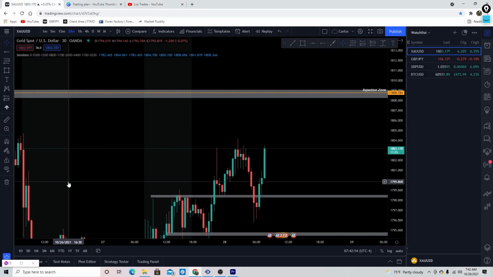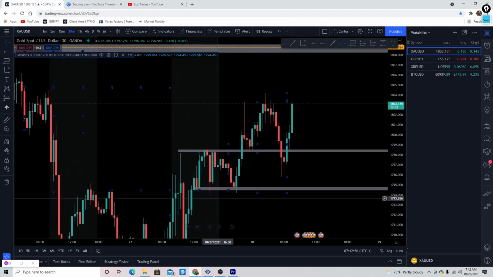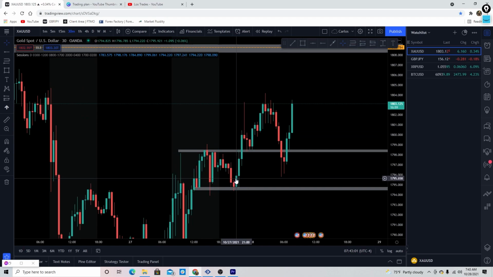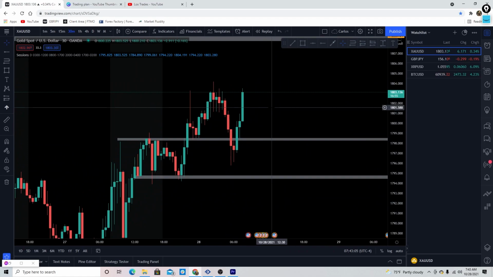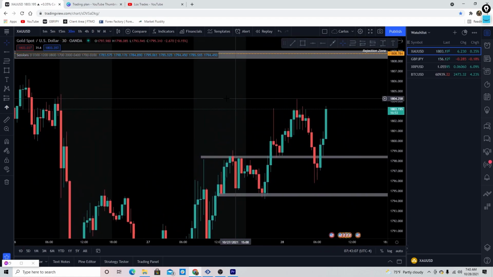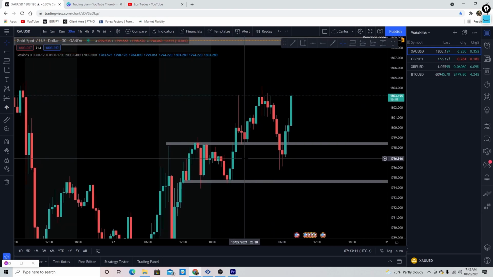So here on gold, as you guys can see, there's already a move that happened. I drew these zones during the Asian session right before I fell asleep. As you guys can see, gold broke, did a nice little retest, and continued going. This is 12 o'clock, 12:30, 1:30. Yeah, this is a pretty nice move.